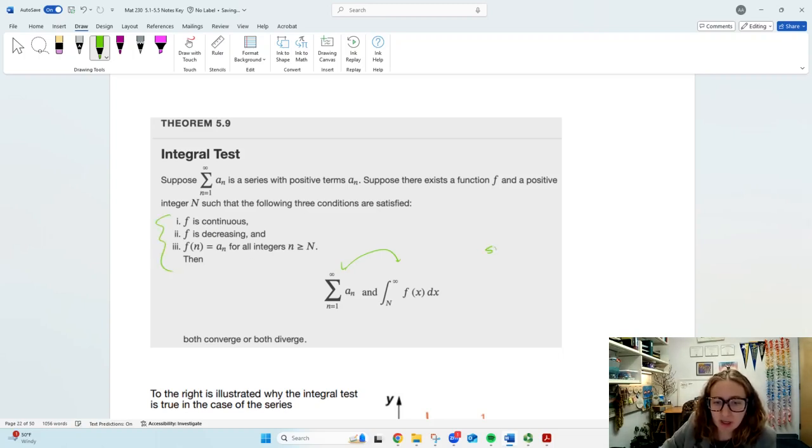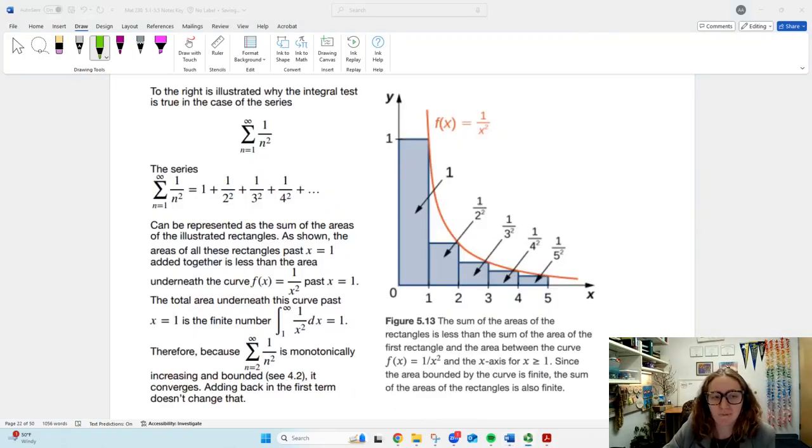So functions that this wouldn't work on: sine of n for n equals 1 to infinity. That would not work because it is not always decreasing. We need something that is actually going down or approaching 0. And here's kind of an example of why.